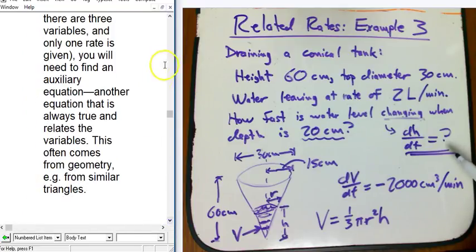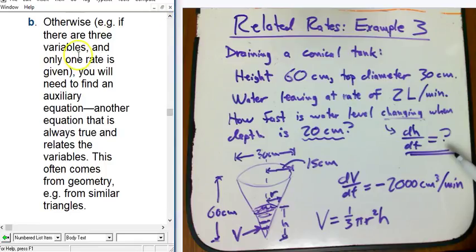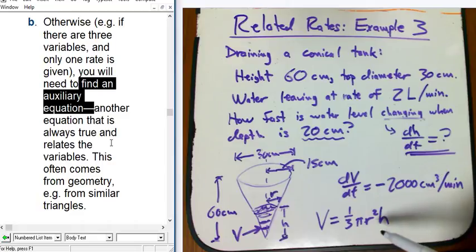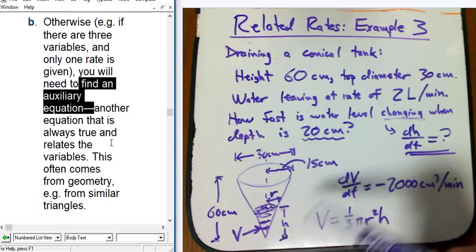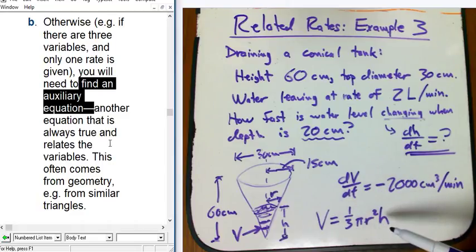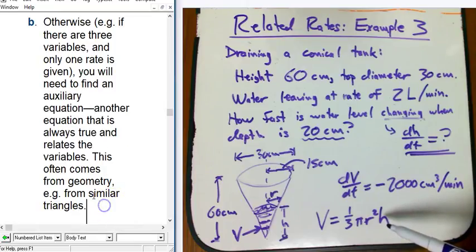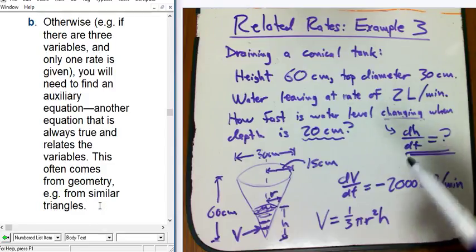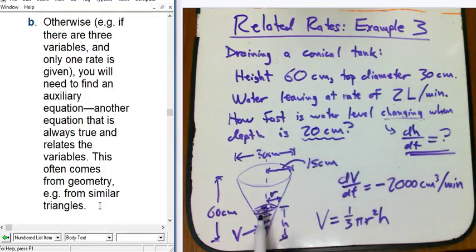So usually what happens here is, say there are three variables like here and only one rate is given, you need to find an auxiliary equation. Something that's always true and relates the variables, just isn't quite as front and center as the master equation. And indeed, I'll give you a big hint here: similar triangles come in a lot with these things, and this is exactly what I was thinking. This is probably the example I was thinking of when I wrote that.